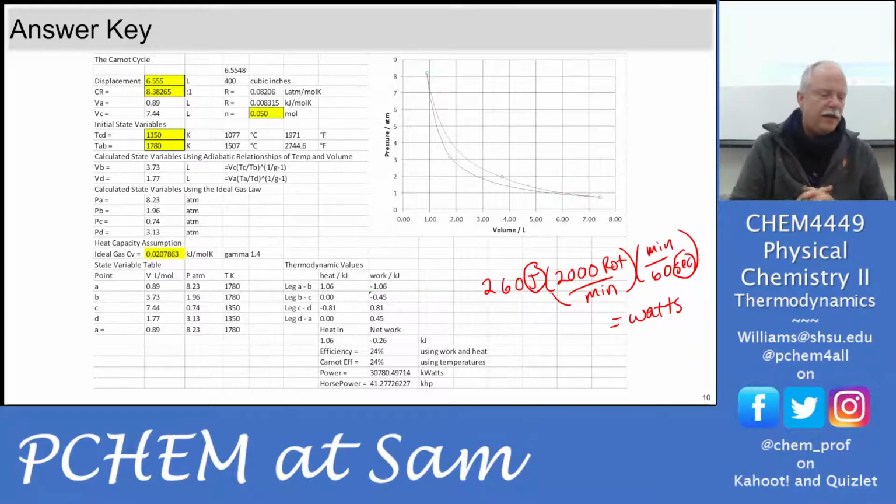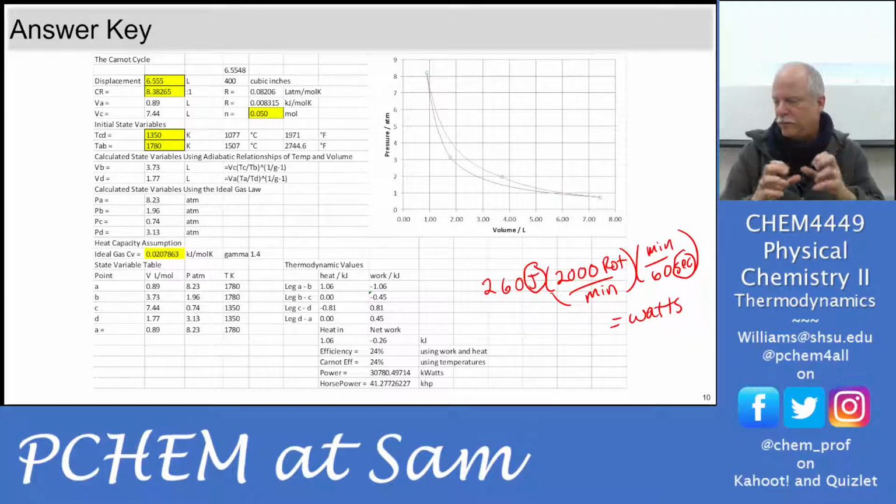But I think that's a good idea. I mean, that's how I practiced problems, to set up these scenarios in Excel with a known answer for this problem, and then you can use that to make sure your equations are right, and then change your temperatures, change your number of moles, and then you can check your work.